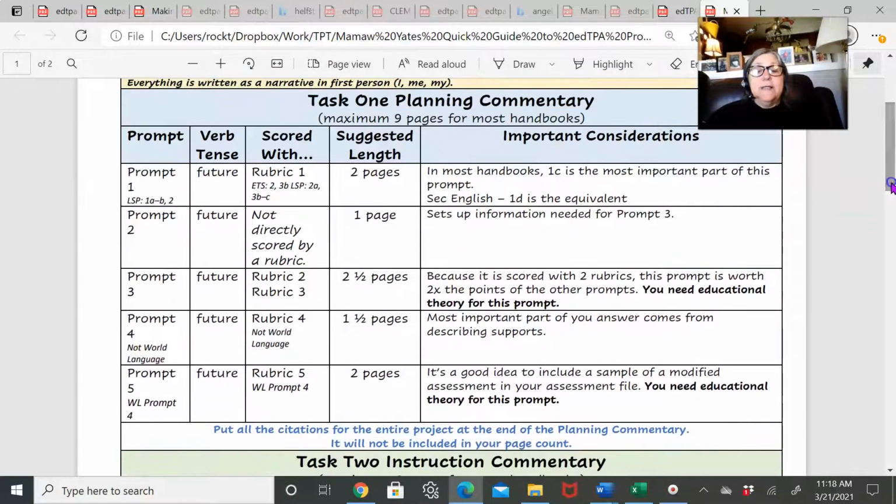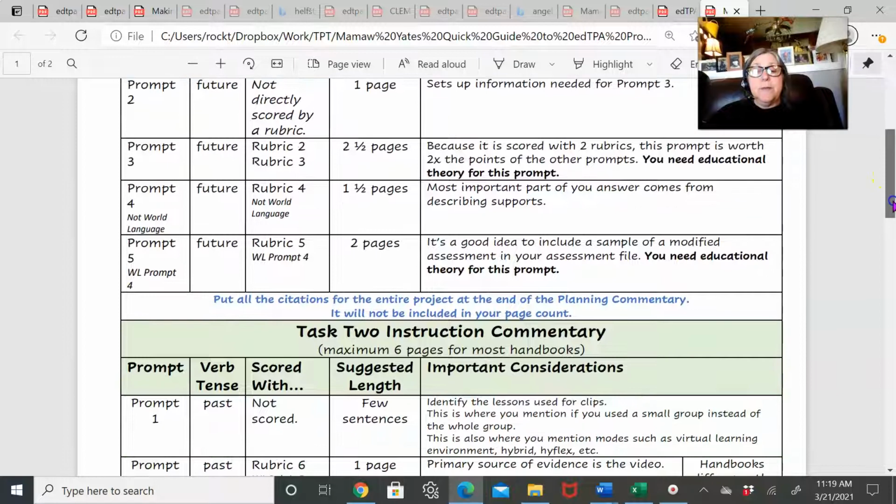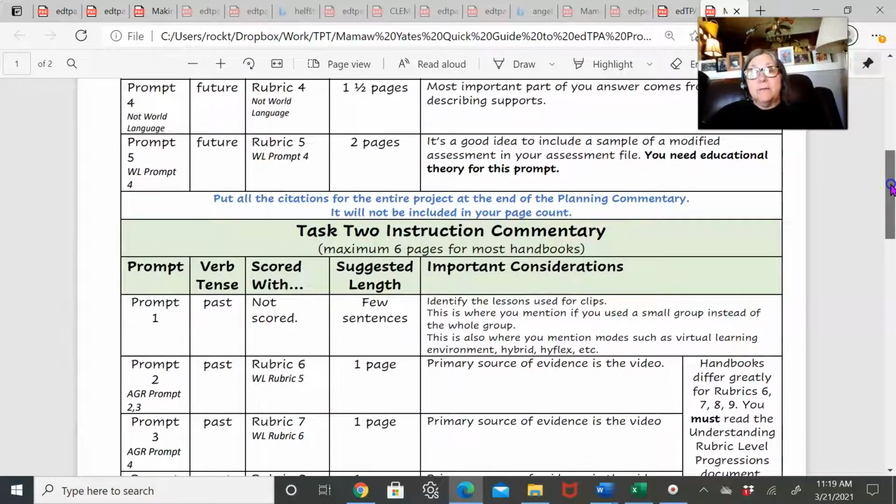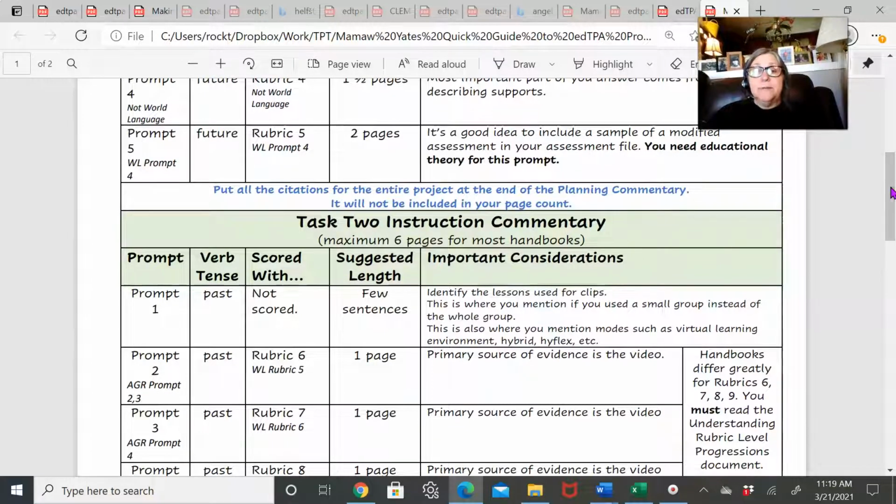So it doesn't matter if your references come from the planning commentary, task 2, or task 3, whatever. It all goes to the end of the planning commentary. Everything, like it's a bibliography or a citations page or whatever, all goes in one place. That's because there's other stuff that goes at the end of task 2 and other stuff at the end of task 3.